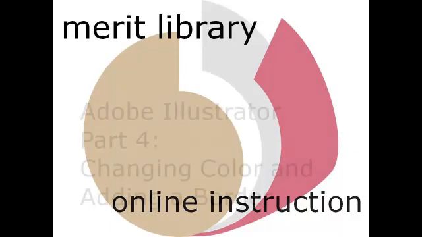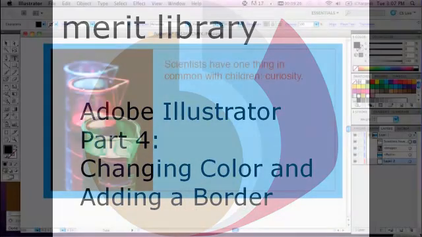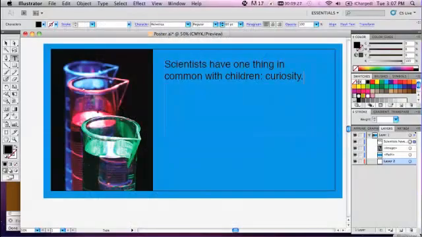Adobe Illustrator, Part 4. In this tutorial, we'll learn how to change a color and how to add a border. Welcome back. Now we're going to finish up with our poster. We're going to change the colors to give it a pleasing color scheme, and then we'll set up the print so it'll be ready to print.